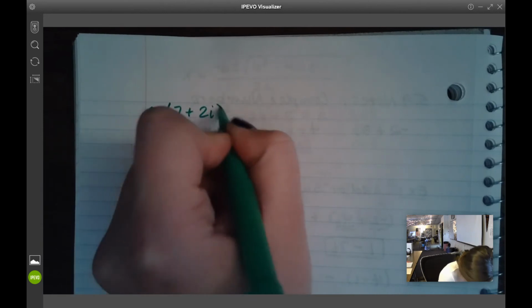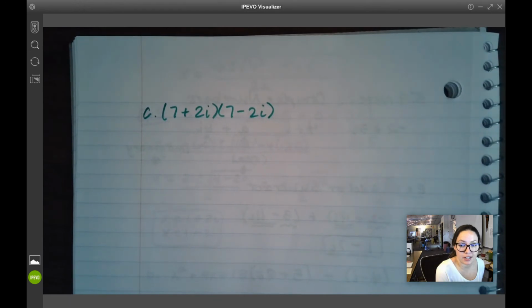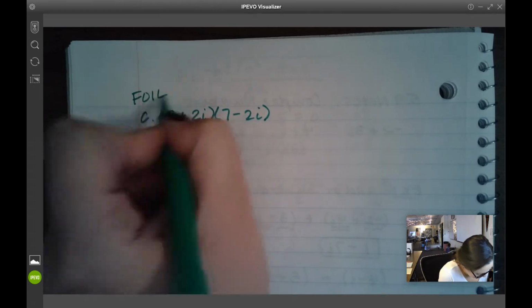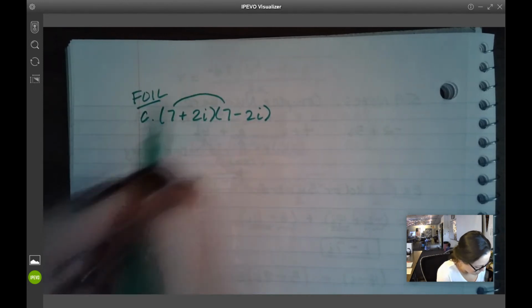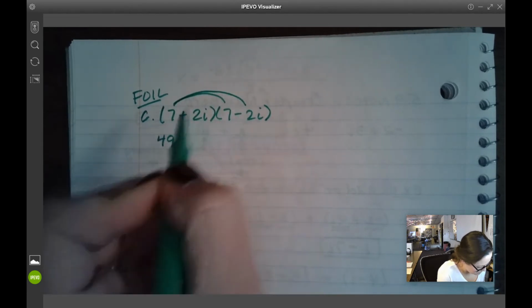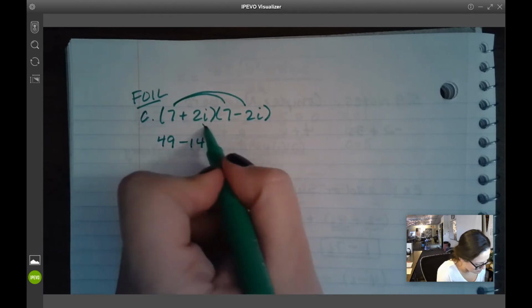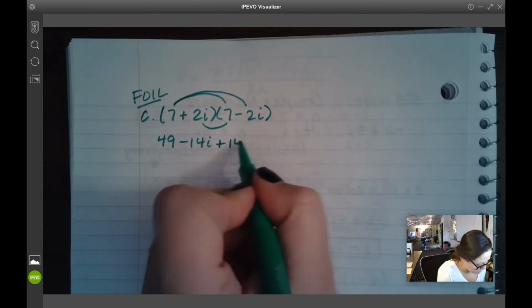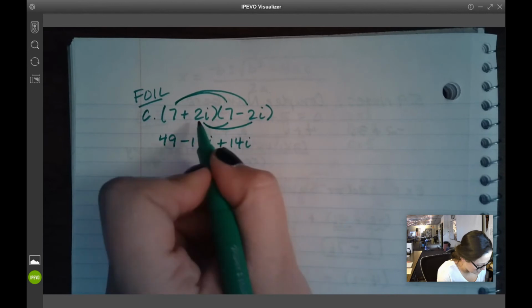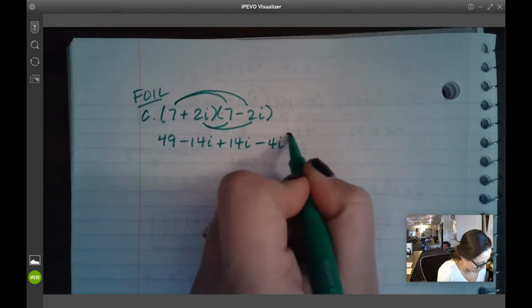Let's do one more multiplication. This is another example where we would need to FOIL. So first, 7 times 7, 49. Outer, 7 times negative 2i, minus 14i. Inner, plus 14i. Last, negative 2i times 2i gives me minus 4i squared.